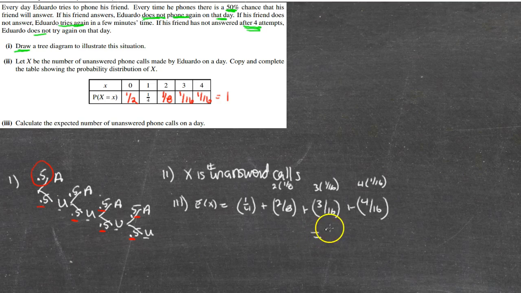So anyway, when I add all this up, I'm going to get 15/16, which is going to be about 0.9375 or 0.938 to 3 significant figures.